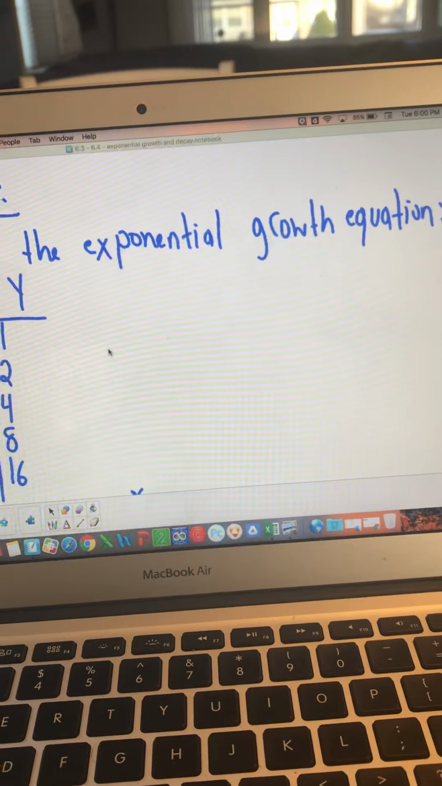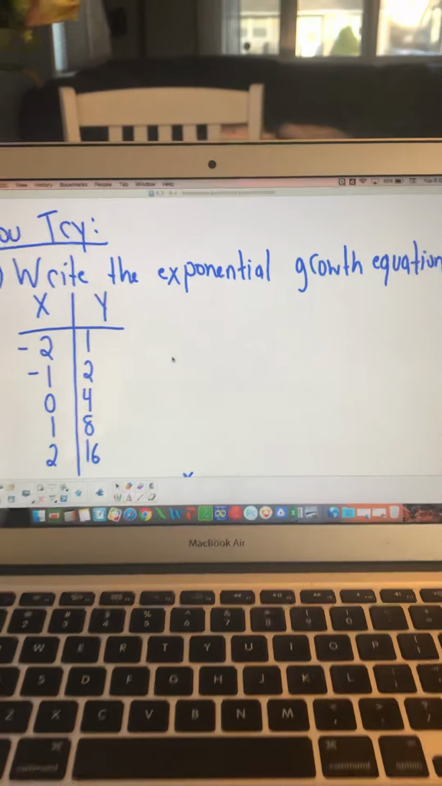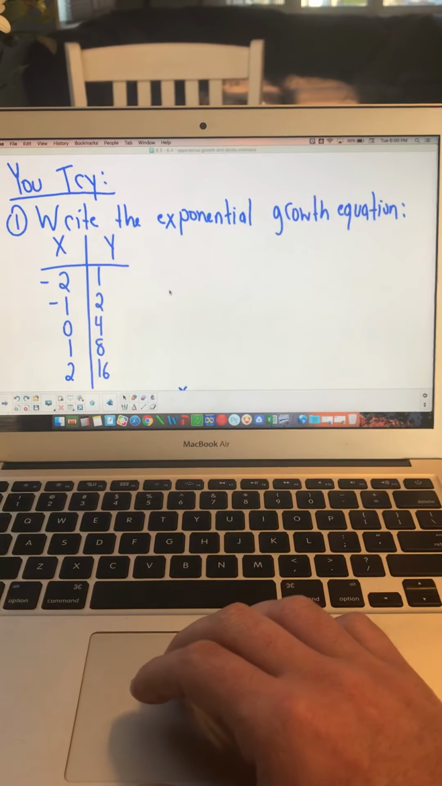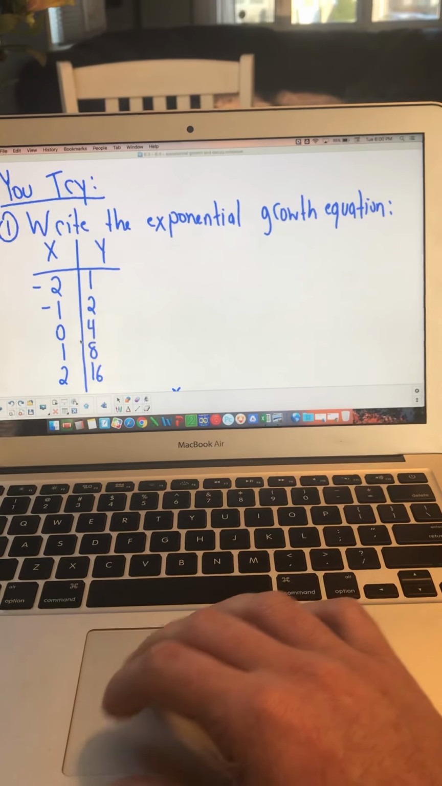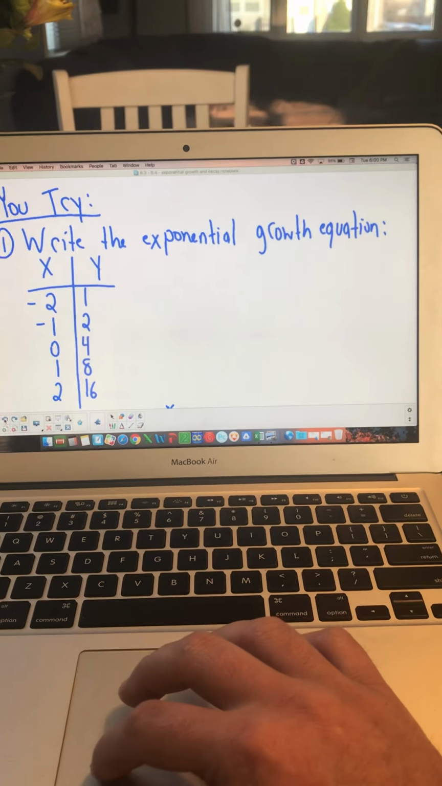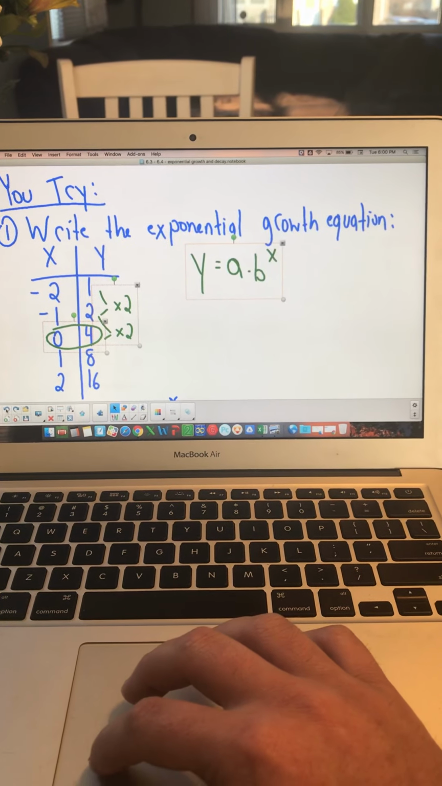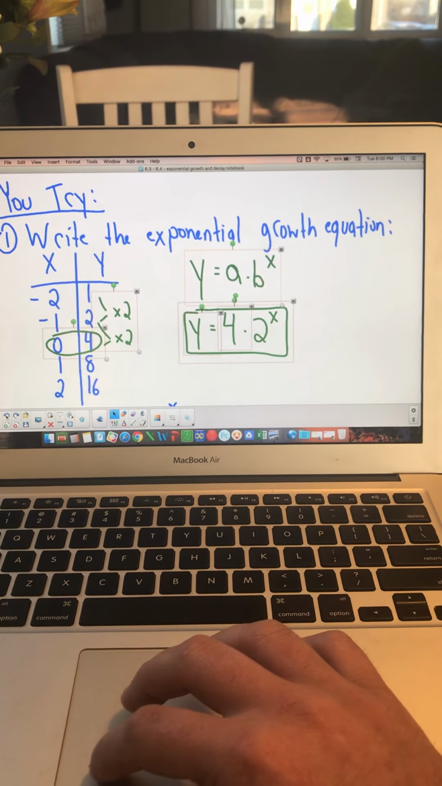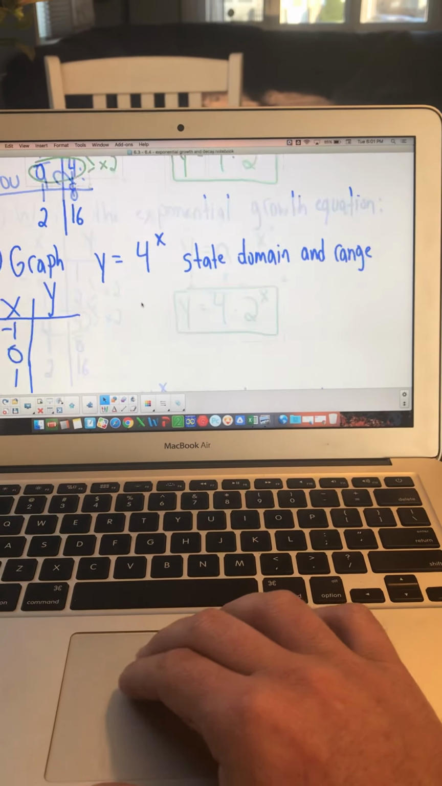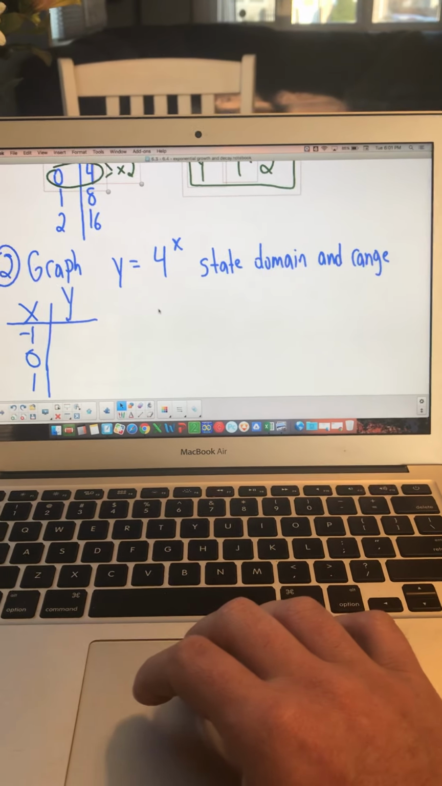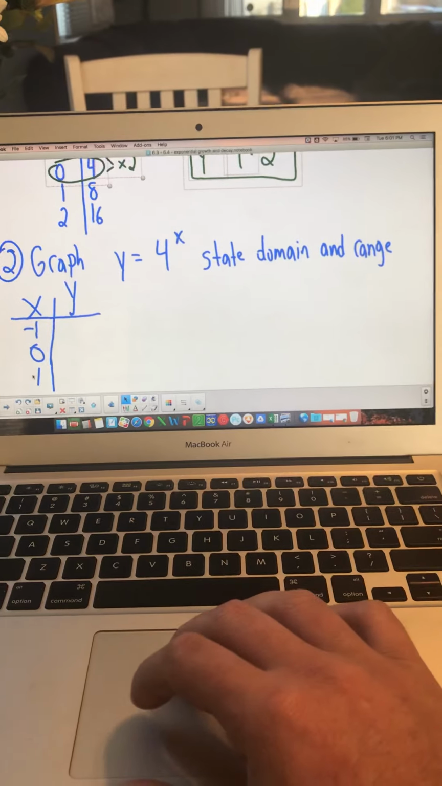Now, right now, you should push the pause button. Give it a try. All right, you should be hitting the pause button. And again, hit the pause button. Give it a try.